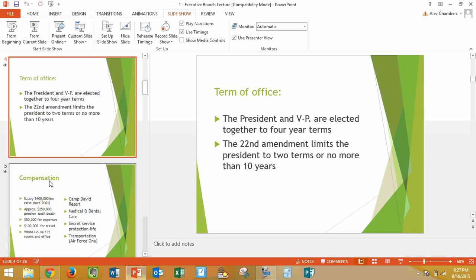Well, in order to count as a quote unquote term, and the 22nd Amendment limits the president to 2 terms, in order to count as a term, a president has to serve for at least 24 months, which is 2 years.